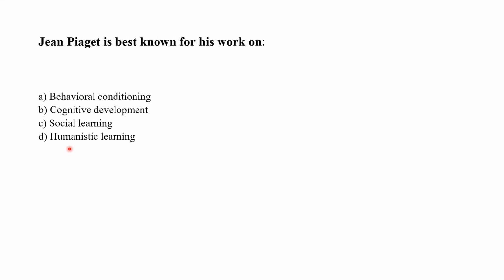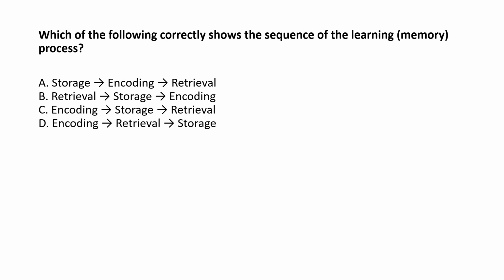Social learning, humanistic learning. So we are here to talk about the last two. We will talk about them later. So basically, Piaget is about cognitive development. Cognitive development. All right. Another one is here.